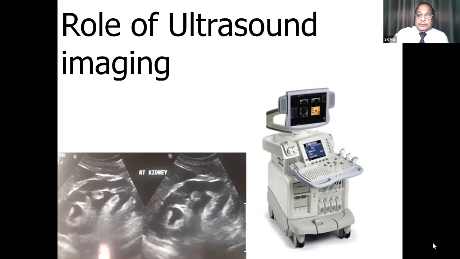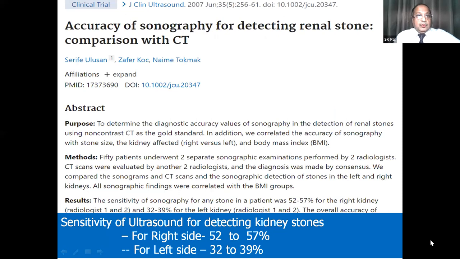Ultrasound, if we talk about ultrasound, we all know by our clinical experience that if we get an ultrasound done of the same patient by the same doctor on the same machine four times in a day, you will get four different reports. Particularly the sizes of stones in the ultrasound are so variable that a 4 millimeter stone in echo can be taken as a 10 millimeter stone, and it makes a hell of a difference as far as the management is concerned. So the accuracy and sensitivity of ultrasound was studied, and this paper had clearly shown that for right-sided kidney stones, the sensitivity of ultrasound is only 52 to 57%. And on the left side, the sensitivity decreases further because the left kidney is more compact.